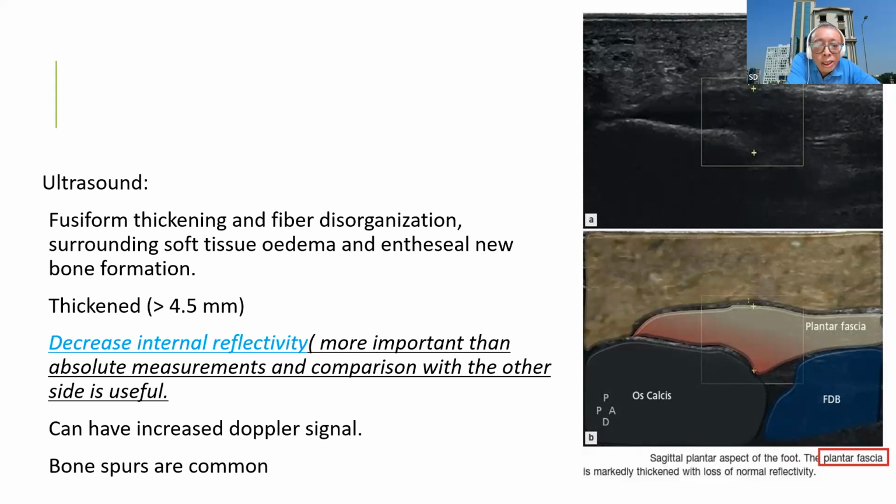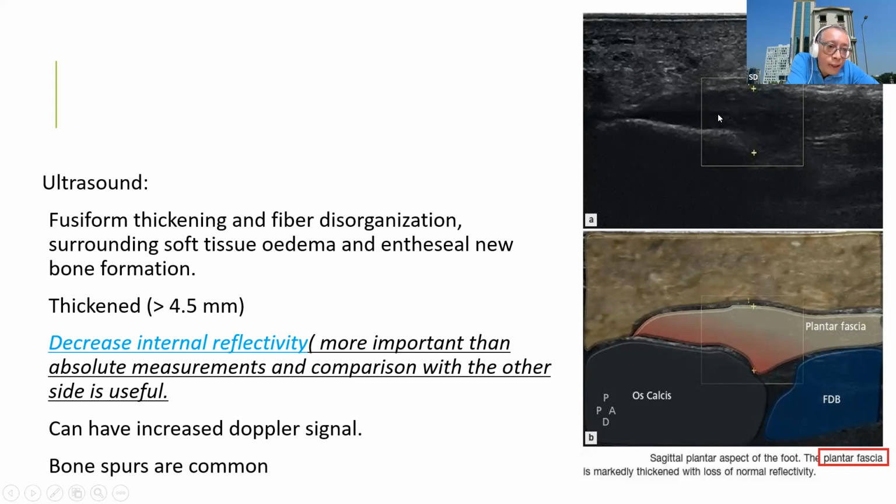In this condition, the internal reflectivity of the plantar fascia plays an important role. It is said that internal reflectivity, or the disorganization of the fibers in the plantar fascia, is more important than actual measurement of the plantar fascia. I will be showing you the normal as well as the plantar fascia with a decreased internal reflectivity. So if you are sure of the diagnosis of plantar fasciitis, but if you measure the thickness and it's normal, then always see the reflectiveness of the plantar fascia.